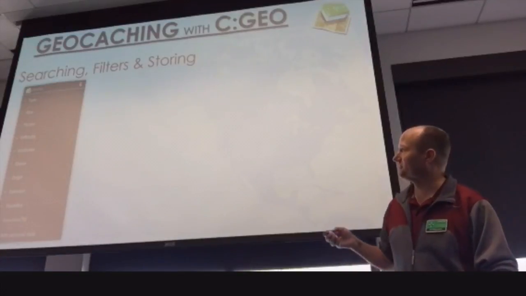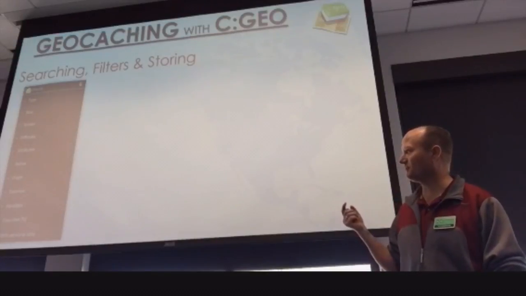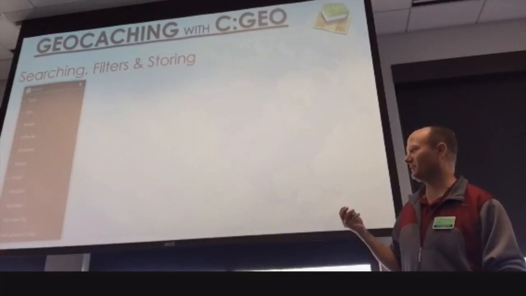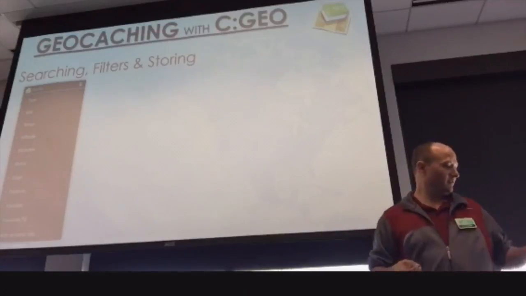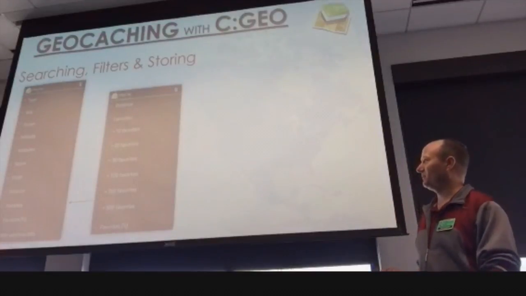And then filters, you've got a bunch of filters: type, size, terrain, difficulty, attribute, status, origin, distance, favorites, favorites percentage, and personal data. And they all have subcategories we're not going to go through because that would take a while. So I just picked one for an example.